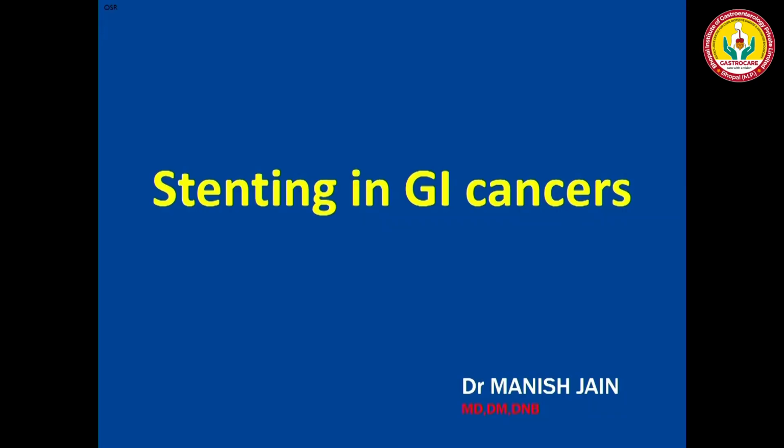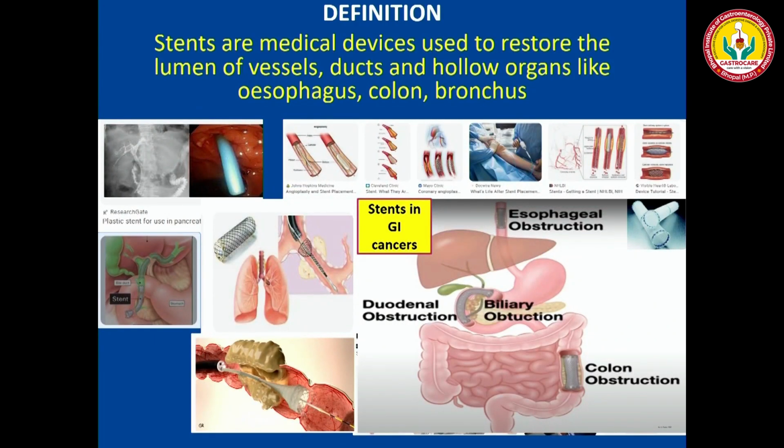My topic of interaction today is stenting in GI cancer. Stents are basically medical devices which can be used to restore the lumen of vessels, ducts, and hollow organs like the esophagus, colon, and bronchus. In gastrointestinal cancers, stents can be used in esophageal obstruction, biliary obstruction, duodenal obstruction, or colonic obstruction.